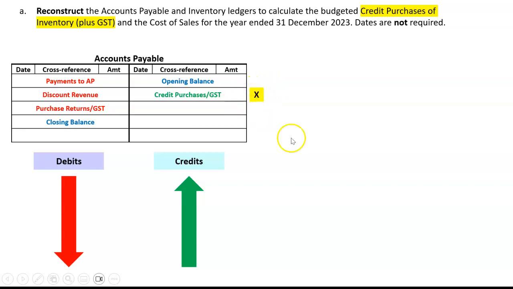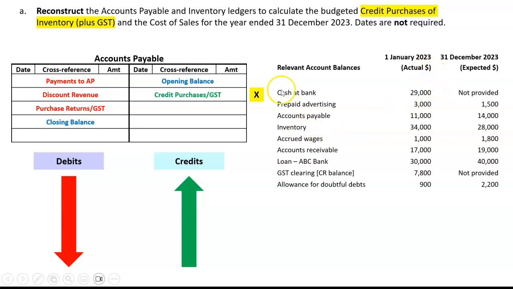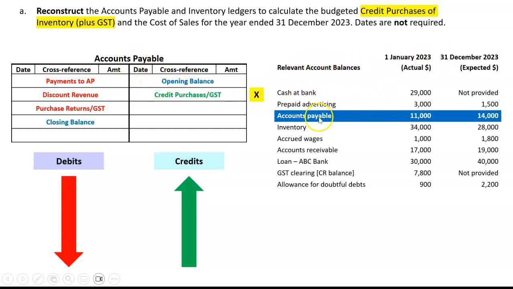Alright, so all we're going to do now is go through all the info we were given and then just plonk it in here, and that's much quicker. So I'm looking at my accounts payable ledger, and the first bit of info I was given was all these account balances, and I can see the account balance for accounts payable at the start is 11,000, so that would be there. So that's at the beginning of January 2023, and then I expect it to be 14,000 at the end, so that would go there.